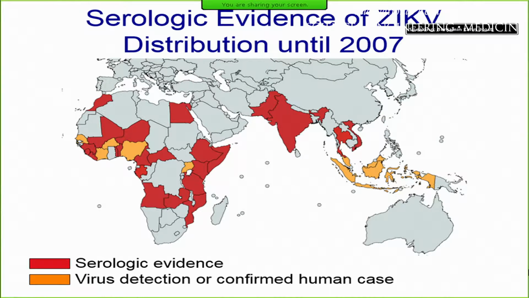So what we know about the distribution of Zika virus over that long period of time is shown in this map. In red are the countries where there's evidence from serosurveys that people have antibodies against Zika virus. But I need to point out that many of these studies, especially the early ones, were done with very non-specific methods that may have cross-reacted with, at that time, unknown flaviviruses. In gold are the locations where the virus was detected, either in human cases, mosquitoes, or reservoir hosts such as monkeys. So it was clear for many years that the virus was present both in Africa and in Asia.